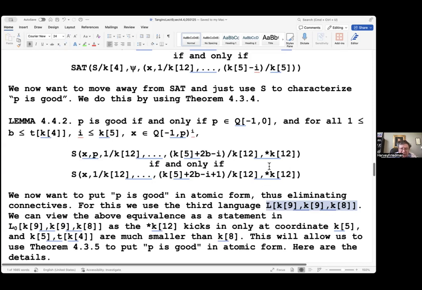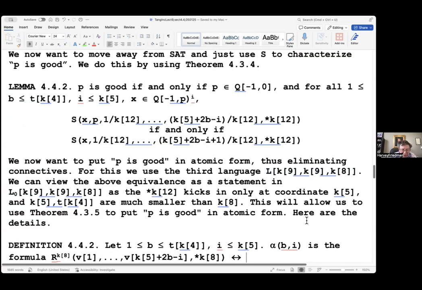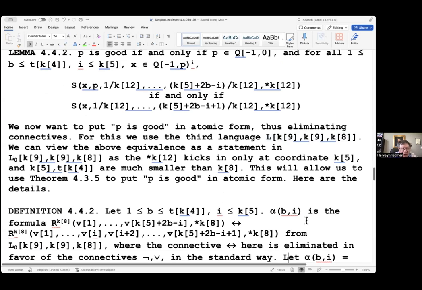Okay, so we can view the above equivalence as a statement in this language, as the case 12 in here kicks in only at coordinate K5. And these numbers K5 and TK4 are much smaller than K8. This will allow us to use the third representation to put P is good in atomic form, right? In other words, using the representation theorem for this biggest language, this third one. And so here are some details, which you probably don't want to hear, but just to show you I did my homework.